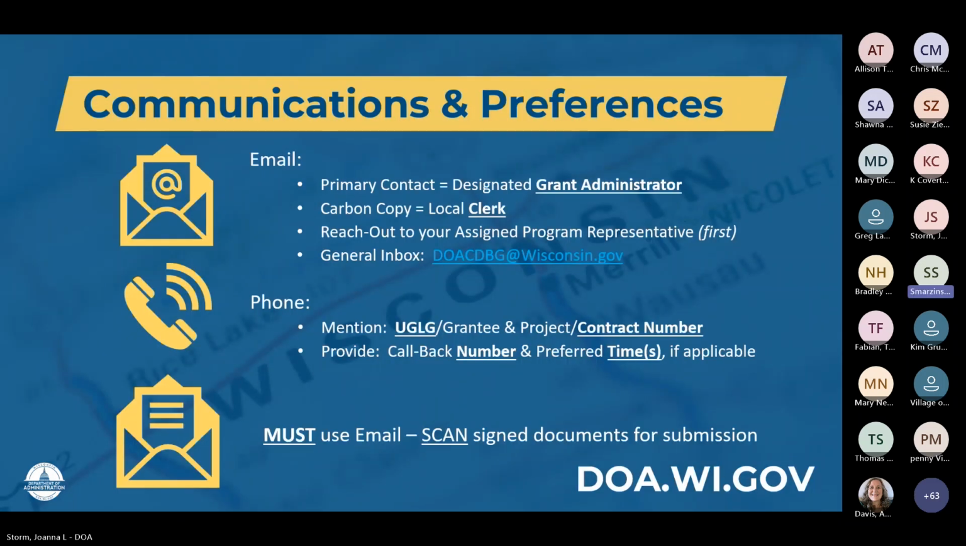It is important to notify Decker as soon as possible if there are any updates pertaining to the project. Typical updates often include staffing changes as a result of local elections, promotions, retirements, or hiring grant admins and other support staff. Decker staff will communicate with the project's designated grant admin, whether municipal staff or a contracted third-party consultant, as the primary point of contact, and we will generally try to include the local clerk on email correspondence. If you have project-specific questions, please reach out to your assigned Decker program rep first. For more general questions or concerns, utilize the DOA CDBG at wisconsin.gov Bureau email address. Also, use email for all communications with Decker. You can scan signed paper documents for submission to staff.